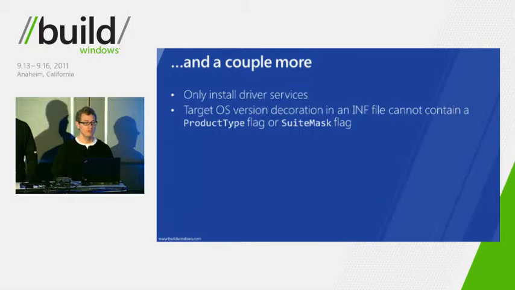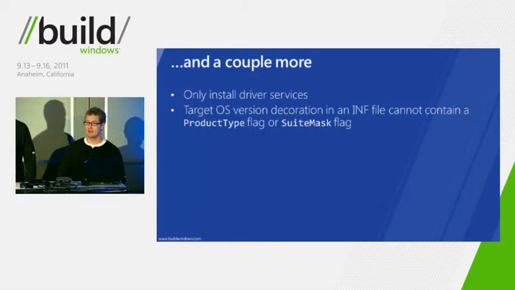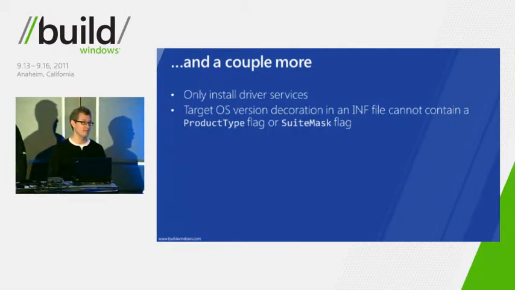And then only install driver-related services. That would be kernel drivers, and I believe file system drivers are the three services. Yeah, basically we're sticking to just kernel drivers. We want to avoid Win32 services. That's right. So you'll want to keep your INF only installing those service types. And then finally, when you're targeting the OS version decoration, don't include the product type or suite mask flags as a part of that decoration.